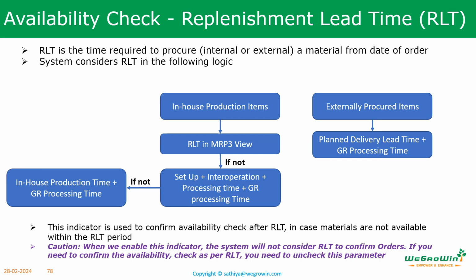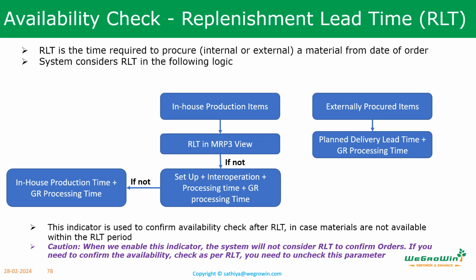For an externally procured item, the system will consider only the planned delivery time added to the GR processing time. The system will not look at the replenishment lead time in the MRP3 view, right? So this indicator is used to confirm the availability check after the replenishment lead time in case materials are not available within the replenishment lead time period.